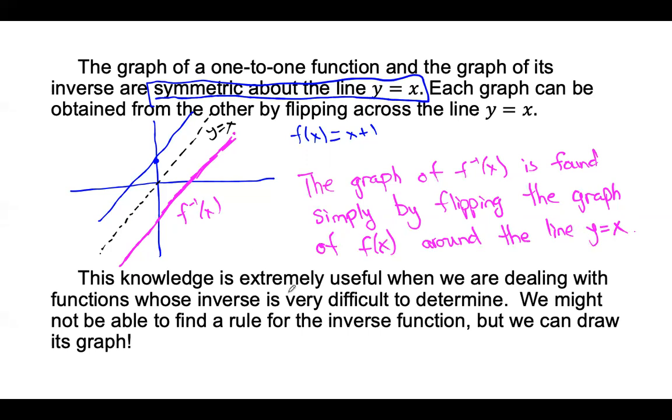So it's actually extremely useful when dealing with functions whose inverse is very difficult to determine. We might not always be able to find a rule for the inverse, but you can draw its graph essentially. So that's the idea, to always be able to draw the graph if you know what it is. So it's an easy way to deal with functions and finding the inverses. So for example, let's say we have something like this.